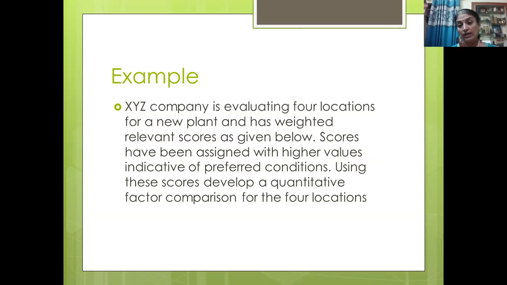Let us understand it with an example now. Otherwise, it will not be clear. Here, XYZ is a company. It is evaluating 4 locations. Which is better? It is comparing for a new plant and has weighted relevant scores as given below. Scores have been assigned with the higher values indicative of preferred conditions. Using these scores, develop a quantitative factor comparison for the 4 locations.